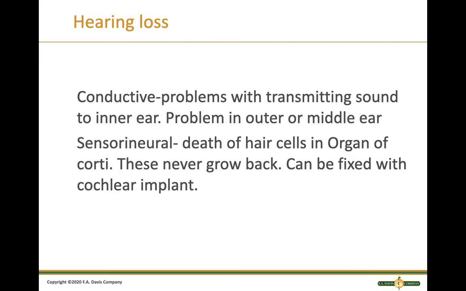Alright, there are two types of hearing loss. First is conductive. This is problems with transmitting sound to the inner ear. So it's a problem in the outer or the middle ear. Sometimes those can be surgically corrected. Sensorineural hearing loss happens with death of hair cells in the organ of Corti, and these are never going to grow back. Their neurons don't regenerate. Now we have some pretty cool technology. We can fix this with a cochlear implant.